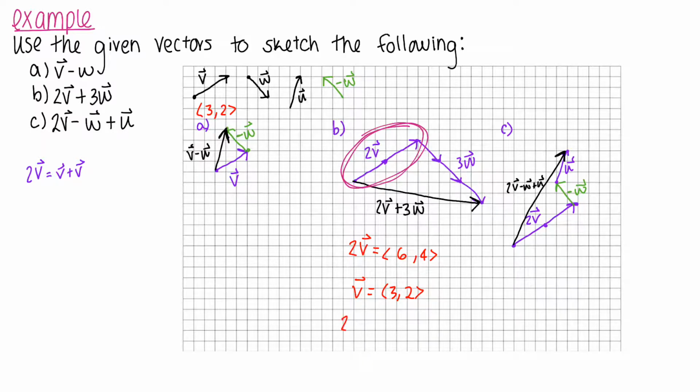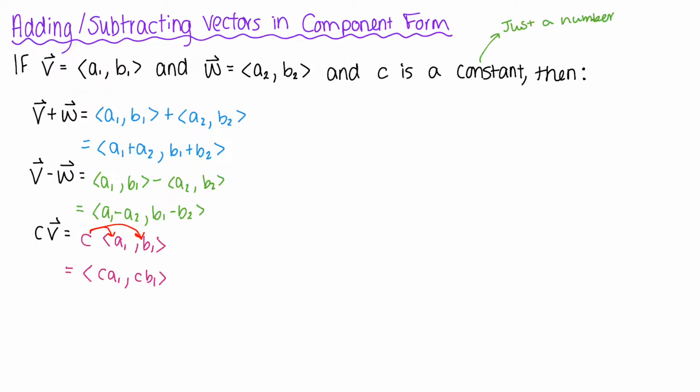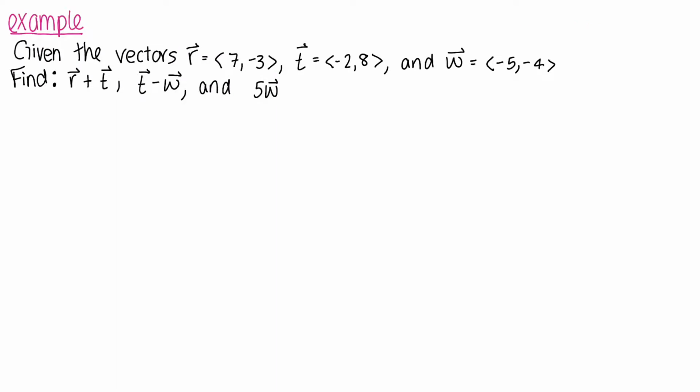That would mean that if you have 2v, so 2 times the vector 3 comma 2, this is 2 times 3 and then 2 times 2. And that's how you're getting that 6 comma 4. So this works out geometrically. It means the same thing geometrically that it does when you're doing it with components. You're just multiplying each component by whatever constant you have. Let's use that in an example. So we're given 3 different vectors here, and we're going to find r plus t, t minus w, and then 5w.